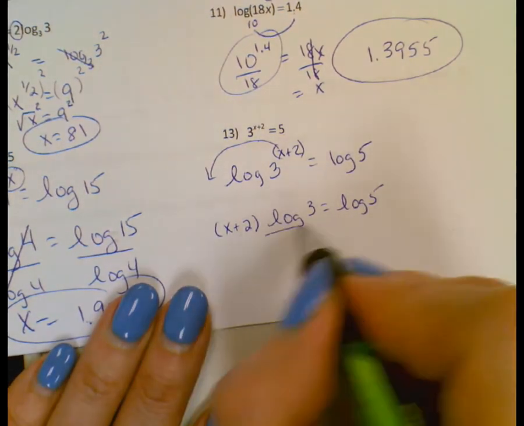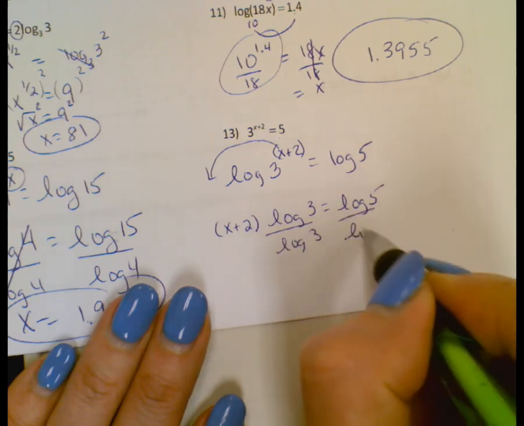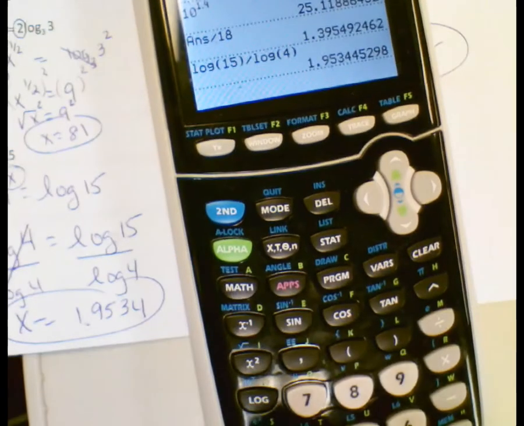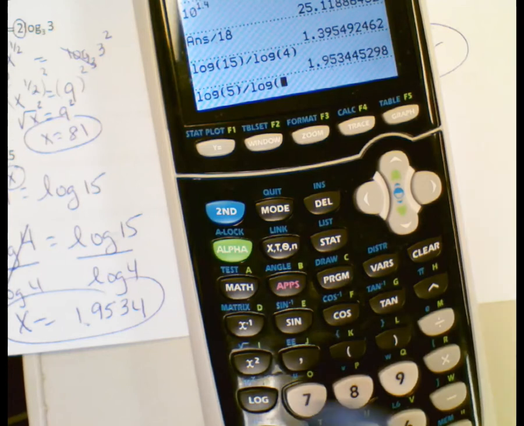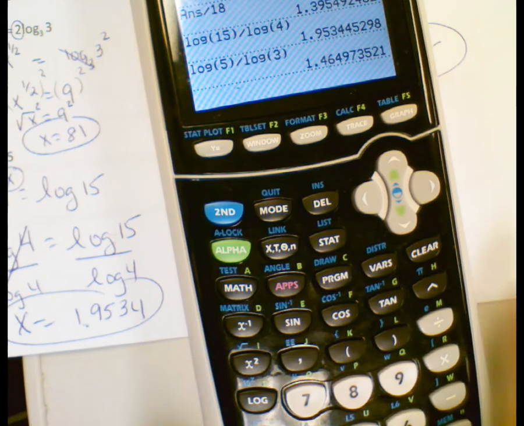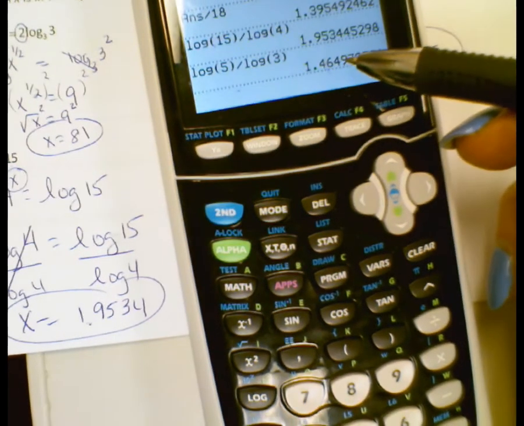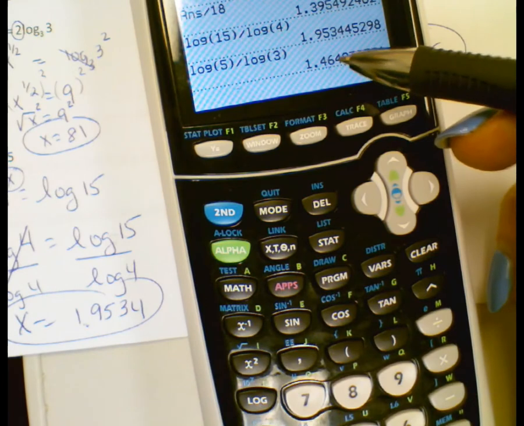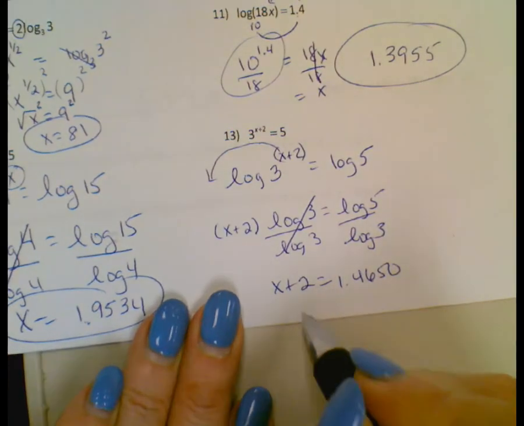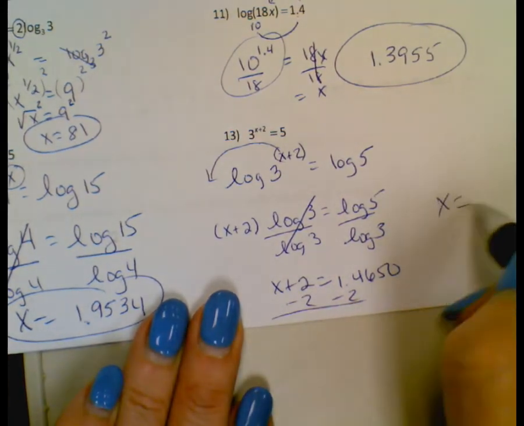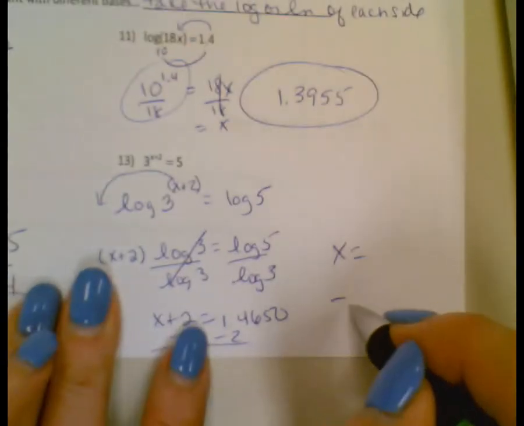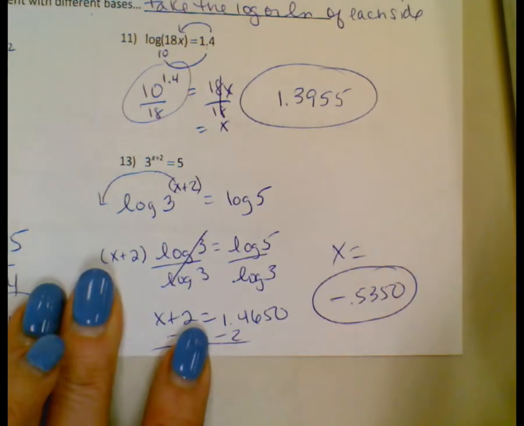Now we're solving for x. So I would divide both sides by log 3. And you get x plus 2 equals whatever log 5 divided by log 3 is, which is 1.46. Okay, so the 7 is going to round the 9 to a 0, and the 0 is going to round this 4 to a 5. So it's 1.4650. And then we're going to subtract 2 from that. And our answer is going to be negative 0.5350. That's your answer.